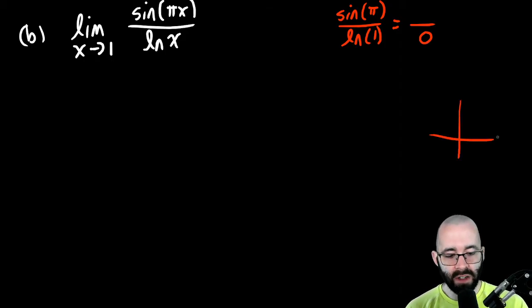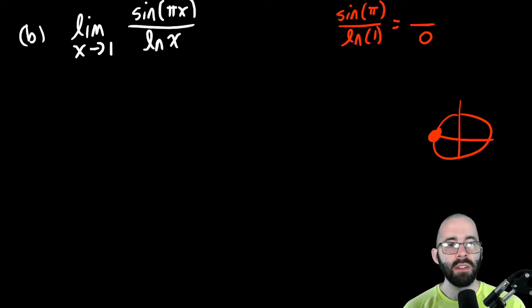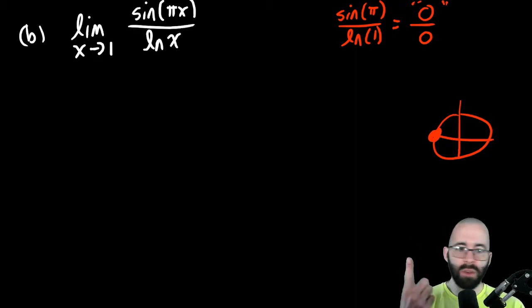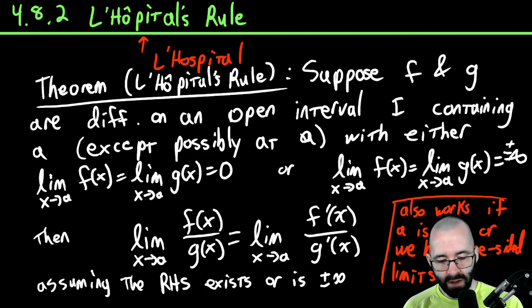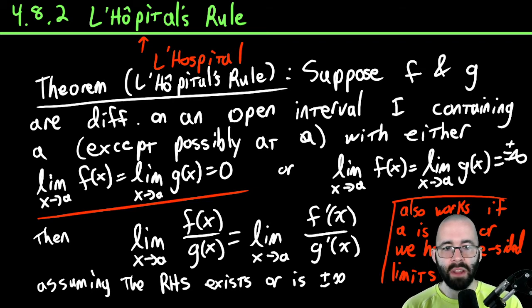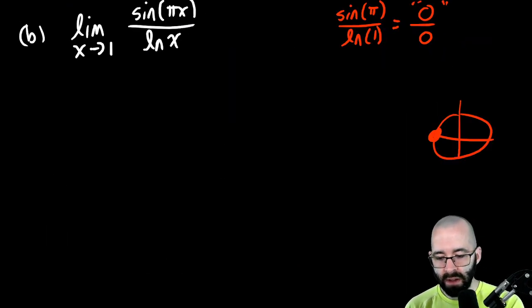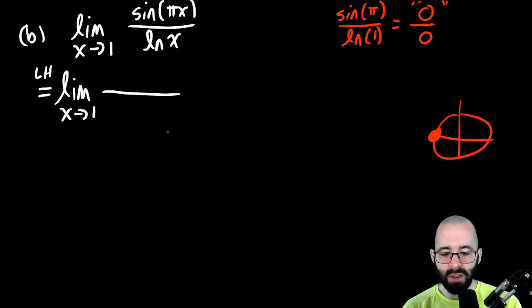Sine of pi is the y coordinate at pi radians, which is the y coordinate at 180 degrees on the unit circle. It's also 0. 0 over 0 indeterminate form. So we have two differentiable functions, and their limits are both equal to 0. So the limit of their quotient is the limit of the quotient of the derivatives. We can use L'Hopital's rule again. This, by L'Hopital's rule, is equal to the limit, as x approaches 1, of the derivative of the top divided by the derivative of the bottom.